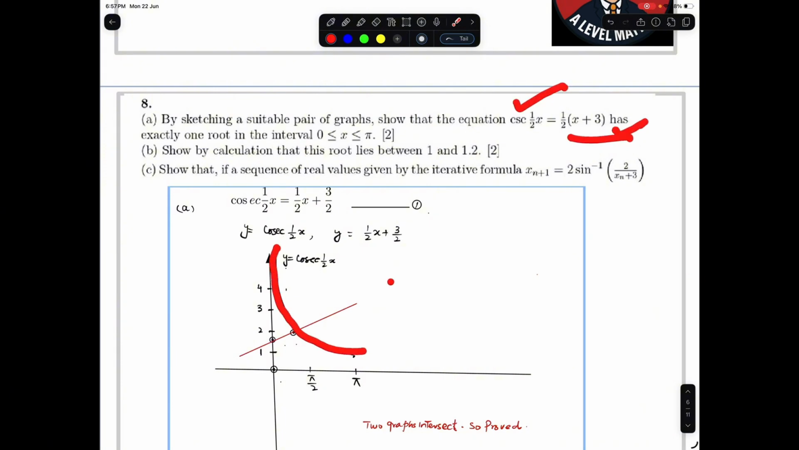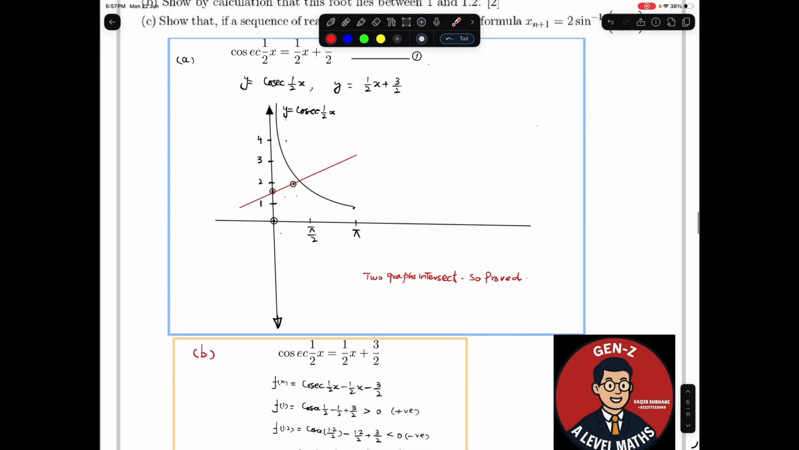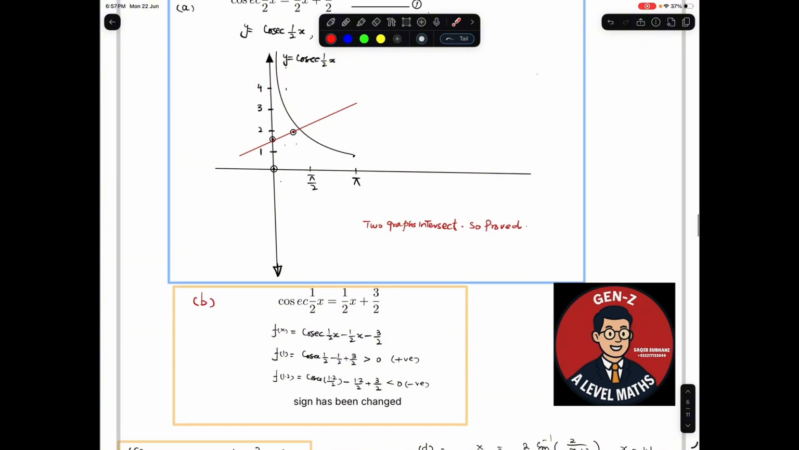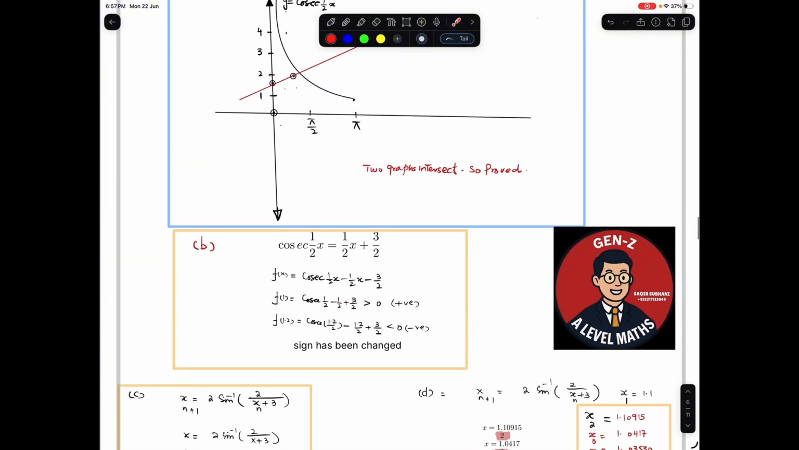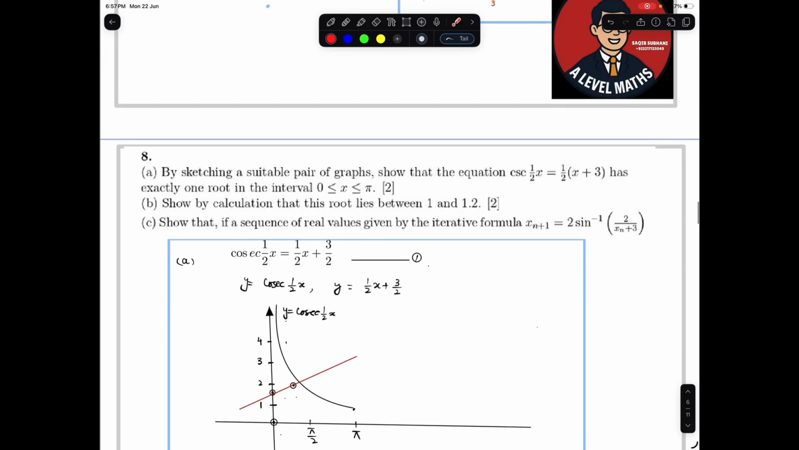ये हमारे पास cosecant x का ग्राफ है, ये straight line है. तो if two graphs intersect each other within the given range, then you can say that the root lies between these 2 points. So yes, these two graphs intersect, so हमारे पास root इसका exist करेगा. ठीक. सेकेंड पार्ट में वो कहता है कि शो बाय कैलकुलेशन दैट द रूट लाइज बिटवीन 1 और 1.2.